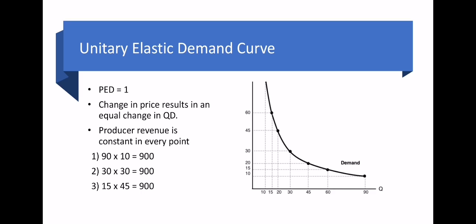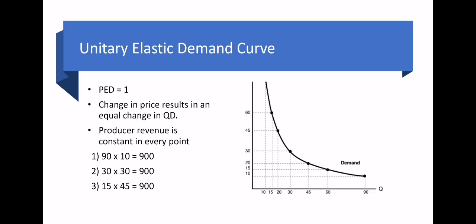Now most people get confused when doing sums on unitary elastic demand curves, because in this curve the PED is constant throughout the curve, but this is not a straight line, this is a curve. So you cannot calculate percentages in this curve. What you have to do is calculate any sum based on producer revenue.